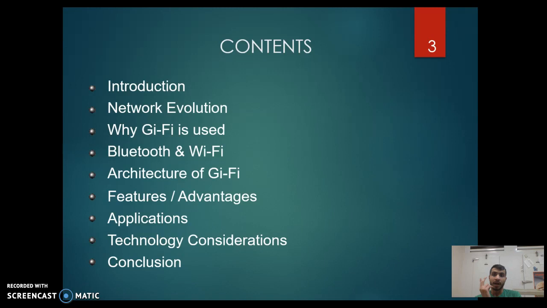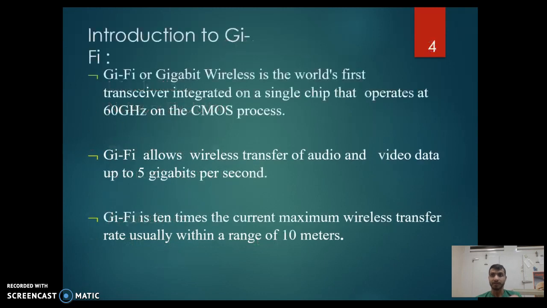It covers introduction, network evolution, why G-Fi is used, built-in Wi-Fi, architecture of G-Fi, features and advantages, applications, technology consideration, and conclusion. Let's talk about the introduction to G-Fi. G-Fi is the world's first transceiver integrated on a single chip that operates at 60 GHz on the CMOS process.